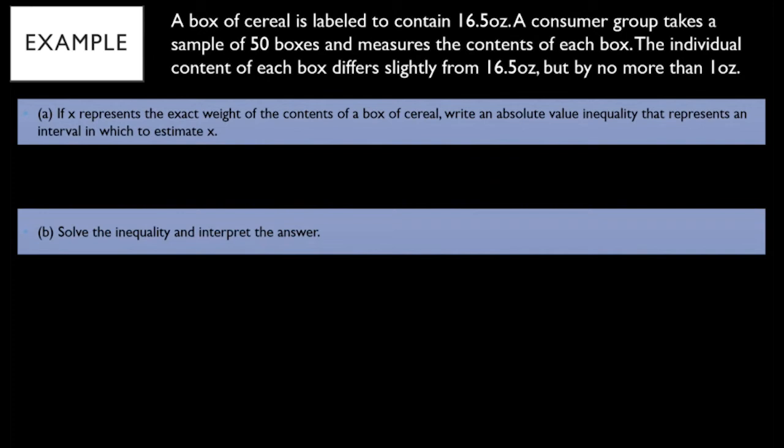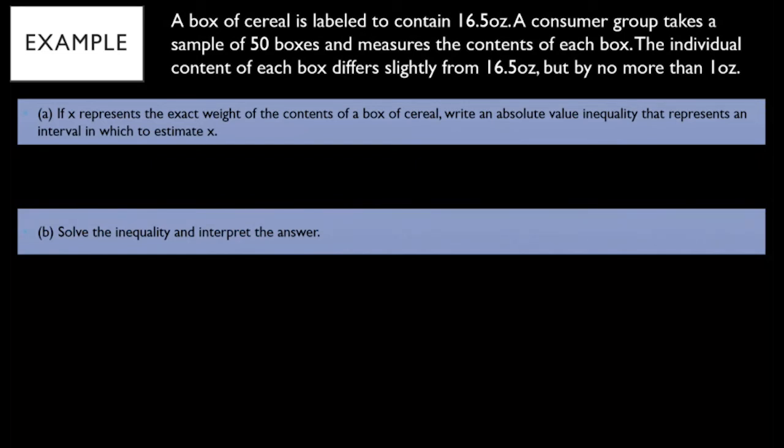So a box of cereal is labeled to contain 16.5 ounces. A consumer group takes a sample of 50 boxes and measures the contents of each box. The individual content of each box differs slightly from 16.5 ounces, but by no more than 1 ounce. So this is a 2-parter. If X represents the exact weight of the contents of a box of cereal, write an absolute value inequality that represents an interval in which to estimate X.